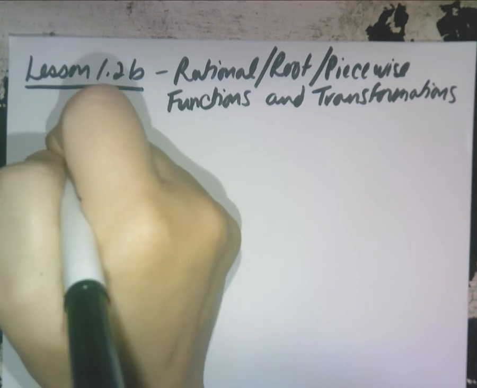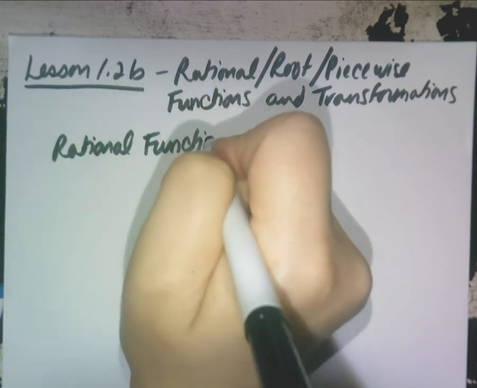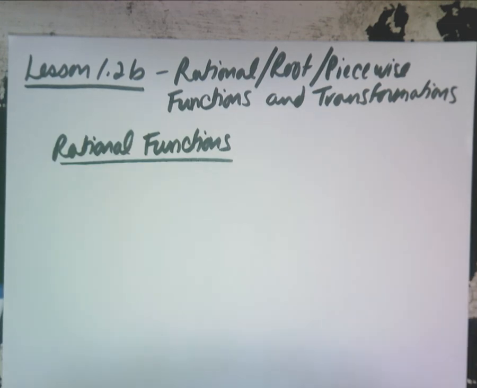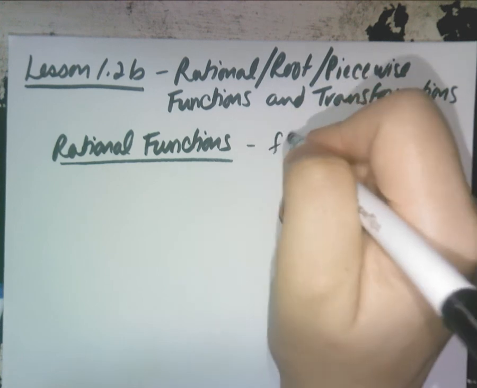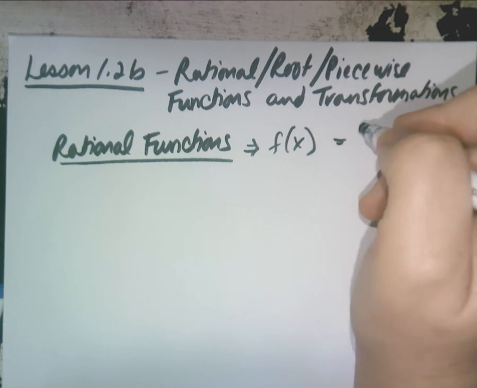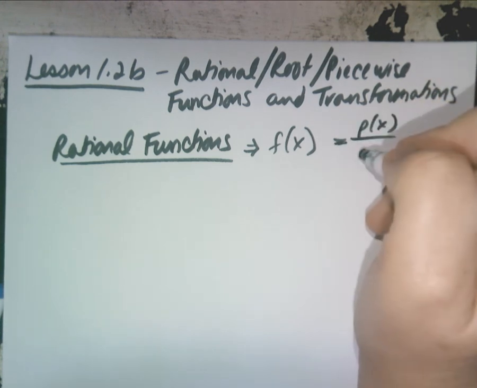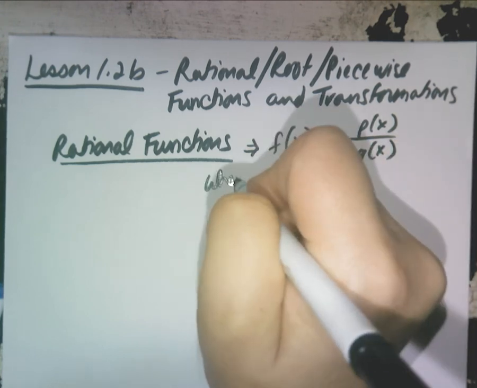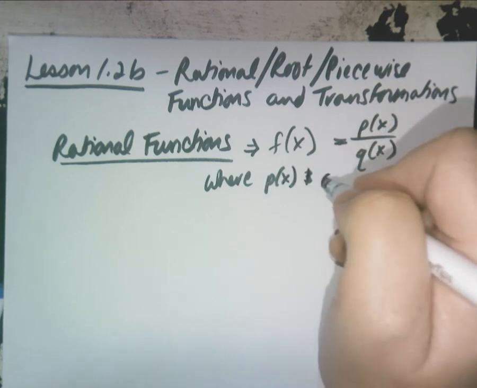All right, what's a rational function? These are all definitions. Nothing too crazy. So a rational function is pretty much where you have f of x equals some function over another function. We'll call it p of x over q of x, where p of x and q of x are polynomials.